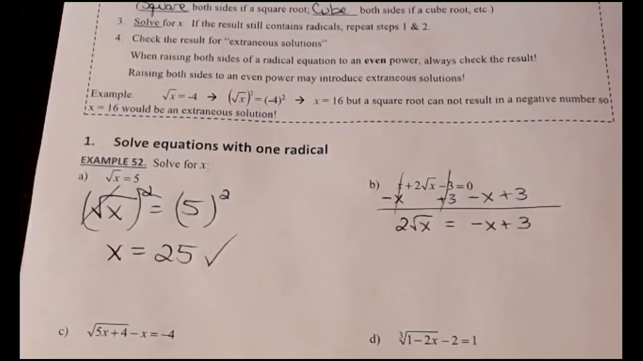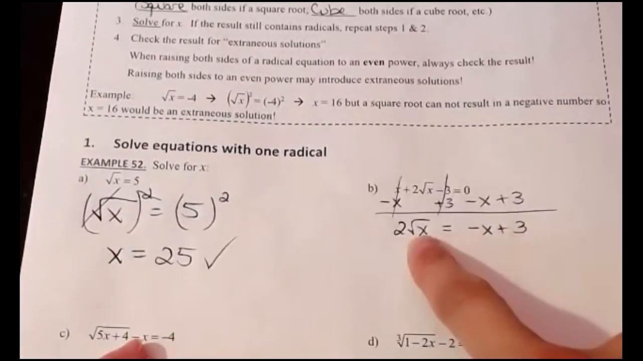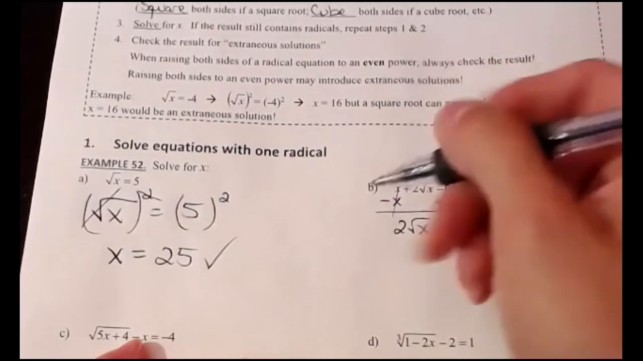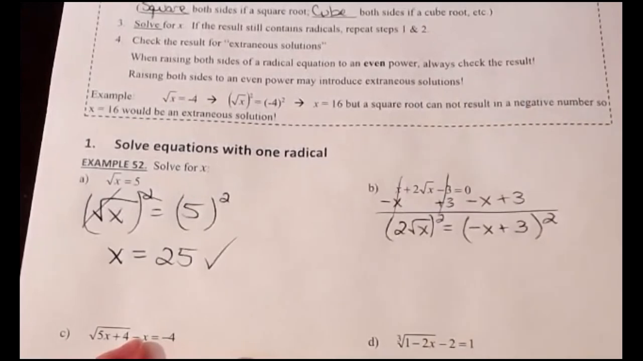I want you to be very careful with this. When you square both sides, because you want to eliminate that radical, you want to eliminate that square root, this is how you do it. You must square both sides entirely.